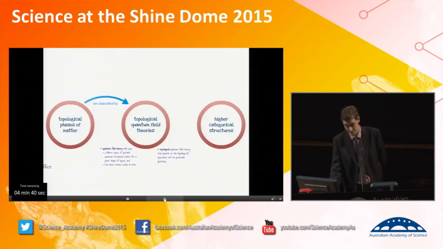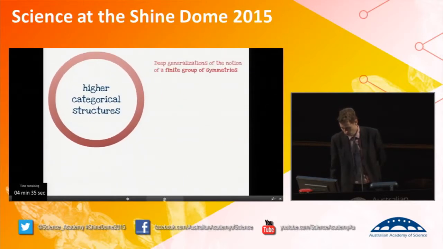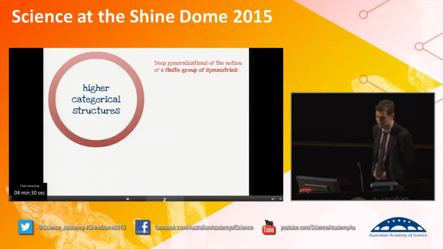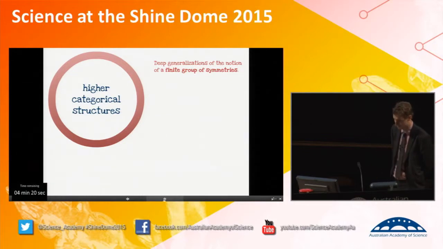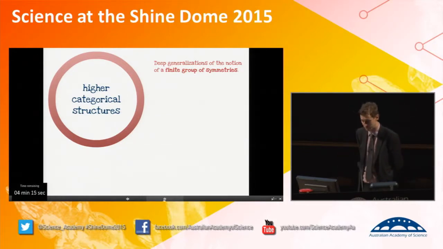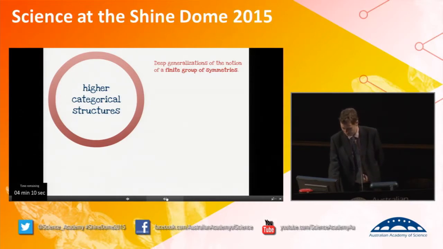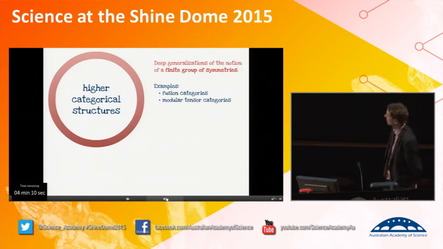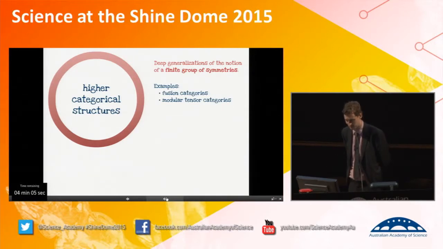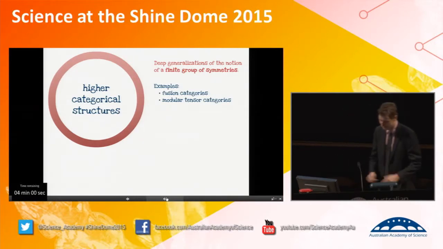Let's move on then to the mathematics and the part that I'm most involved in, the higher categorical structures. Higher categorical structures are deep generalizations of the notion of a finite group of symmetries. You've already heard something about some of these generalizations, Alan Carey talking about non-commutative geometry, and George Willis talking about totally disconnected groups. These higher categorical structures are a generalization in a slightly different direction, although quite close to what Alan Carey talked about. As examples of the mathematical terminology that comes up here, we have things like fusion categories and modular tensor categories.